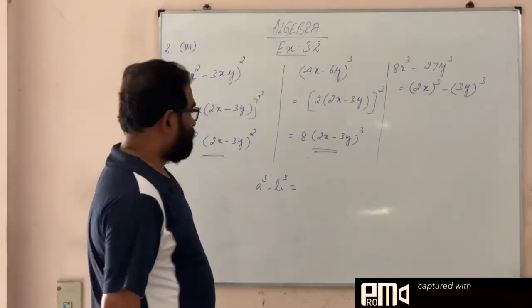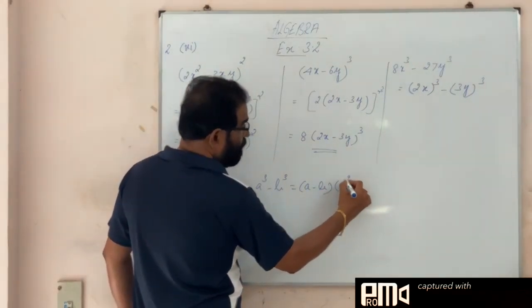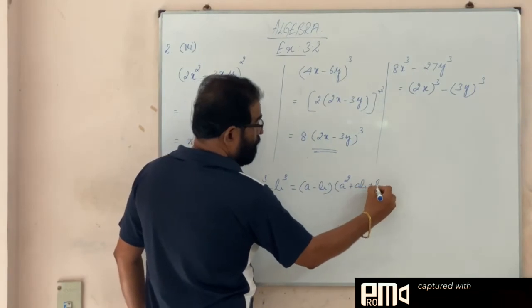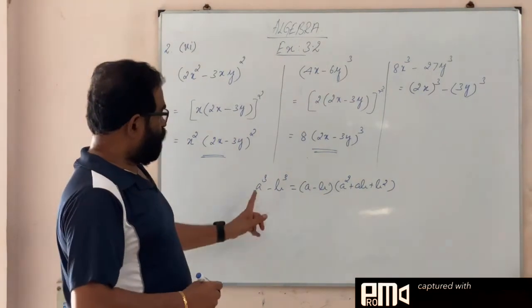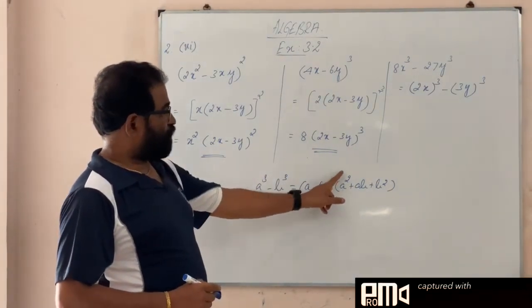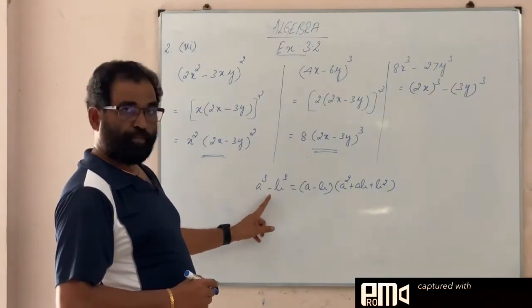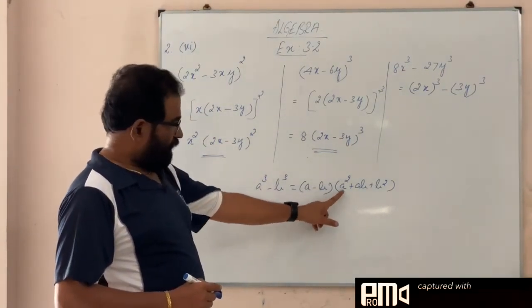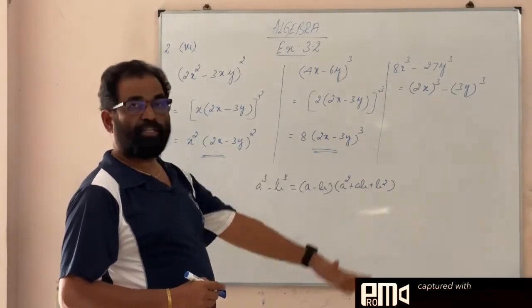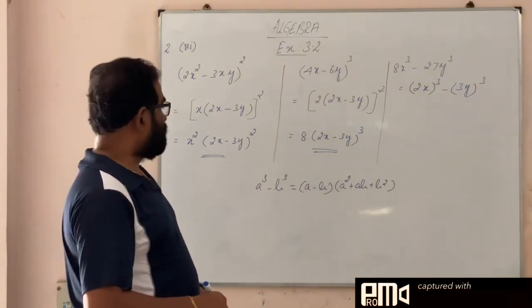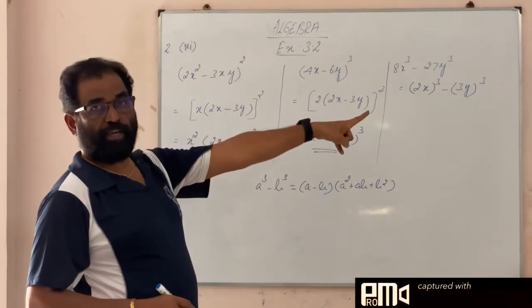In 9th standard you have learned the formula. A cube minus b cube is a minus b, a square plus ab plus b square. If it is a cube plus b cube, it is a plus b, a square minus ab plus b square. All of you must remember this. In a cube minus b cube, here a is 2x and b is 3y.